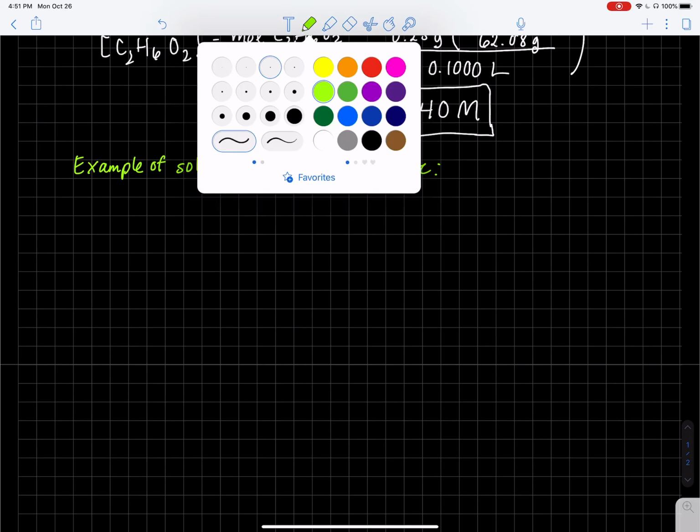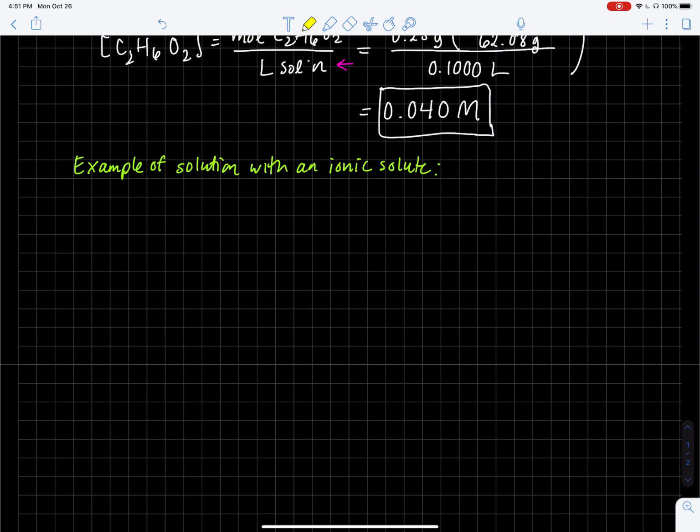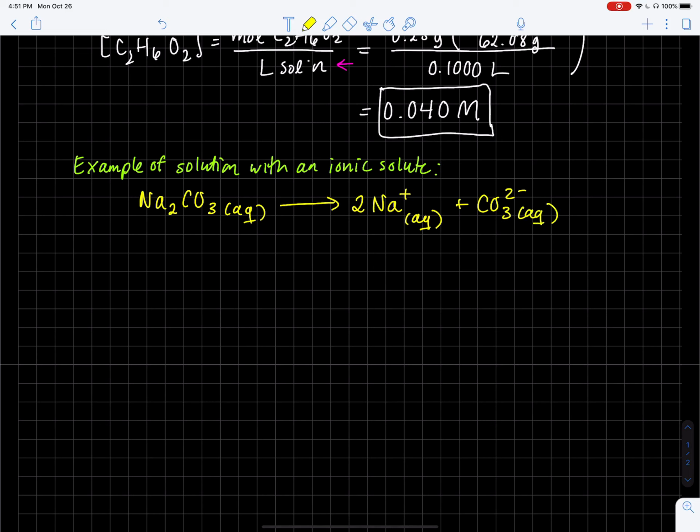So I'm going to use sodium carbonate, Na2CO3. When you dissolve this in water, aqueous, it breaks apart. The subscript becomes a coefficient. The ion is Na plus, not Na2. So you have 2 of them, 2 Na plus, and carbonate, which has a charge of -2.